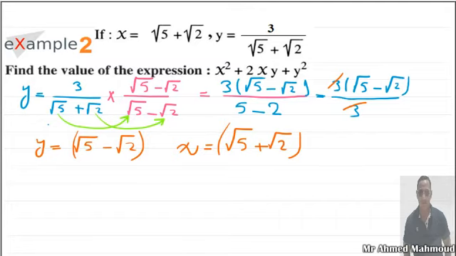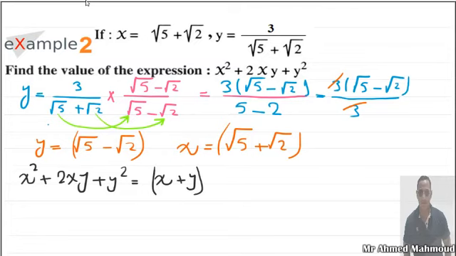Now to simplify this expression, x power of 2 plus 2xy plus y power of 2. We took before in the first of this video that this expression equal x plus y all power of 2. Then we need first to find x plus y. x plus y equal this number plus this number, root 5 negative root 2, plus root 5 positive root 2.